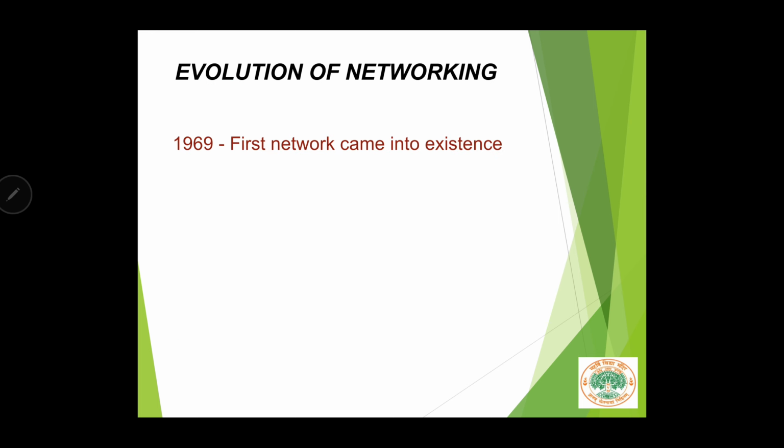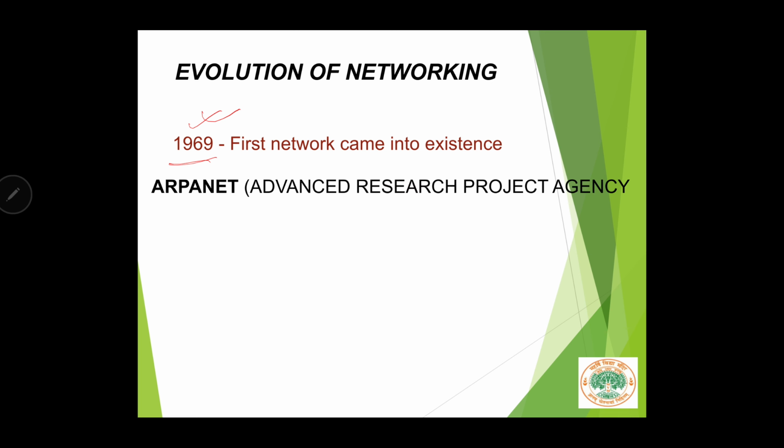Now let's go to the evolution of networking. How did networking come into existence? Networking came into existence not very long ago, in 1969. In 1969, the first network came into existence. What is the first network that came into existence? It is known as ARPANET, or Advanced Research Project Agency Network. It was developed in the United States.